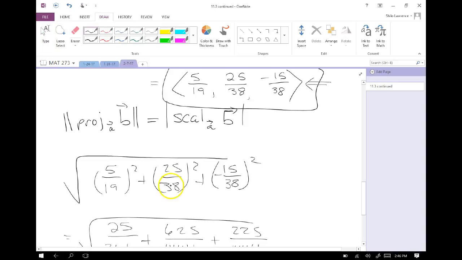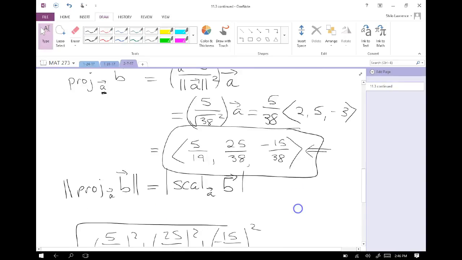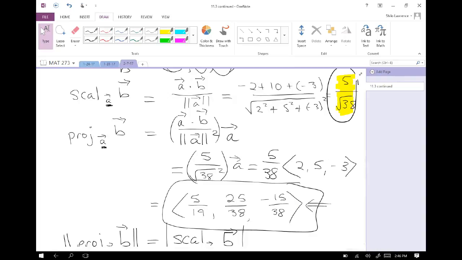The magnitude of the projection just comes out to be the absolute value of the scalar.